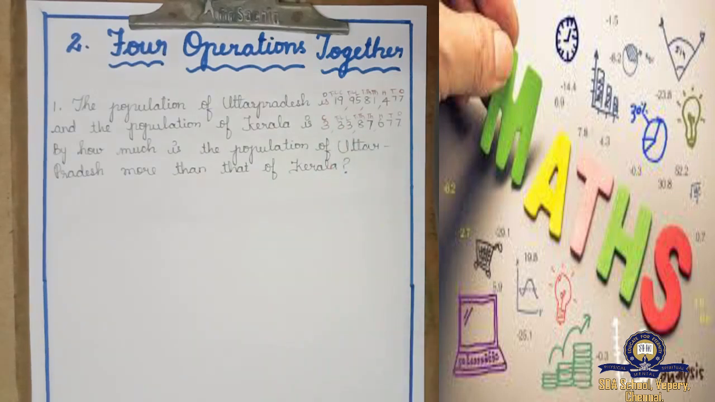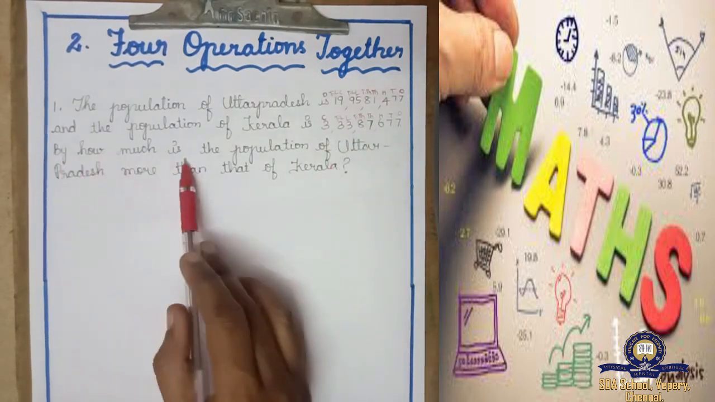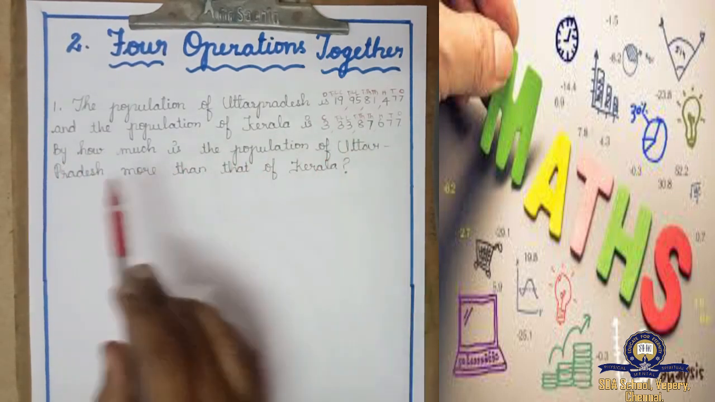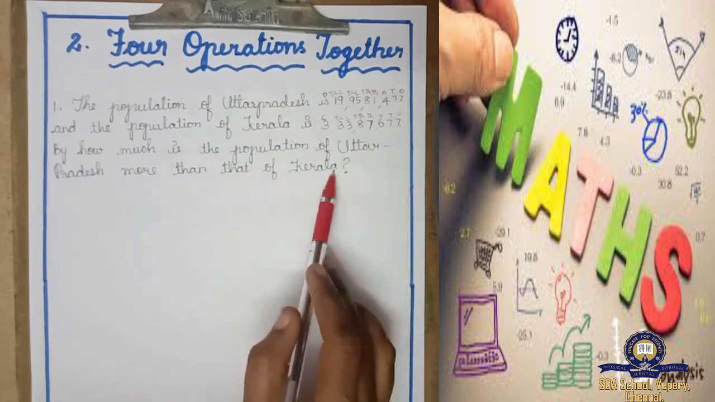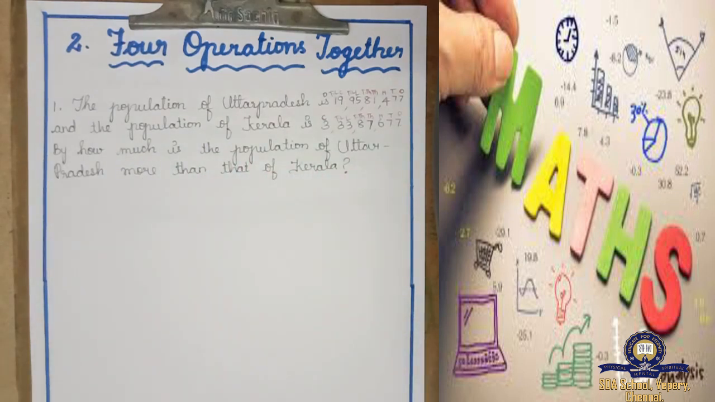So what is the question they asked? By how much is the population of Uttar Pradesh more than that of Kerala? So by reading the question itself we can understand that Uttar Pradesh has more population than Kerala. So that's what they have asked. How much more? So we have to find it.